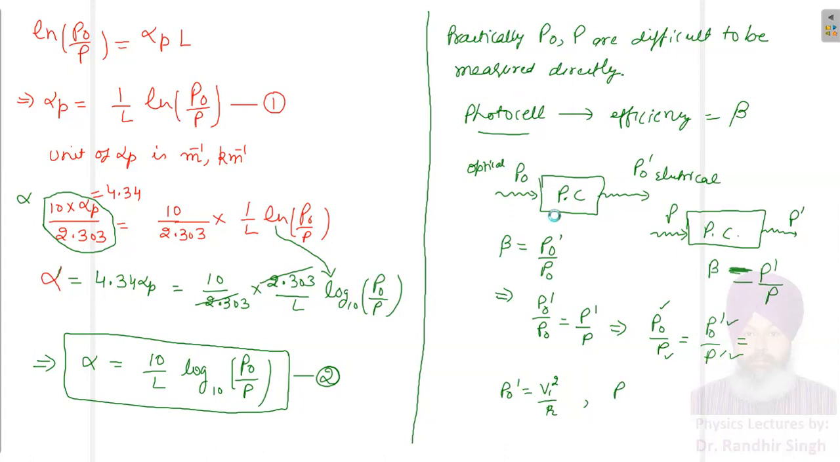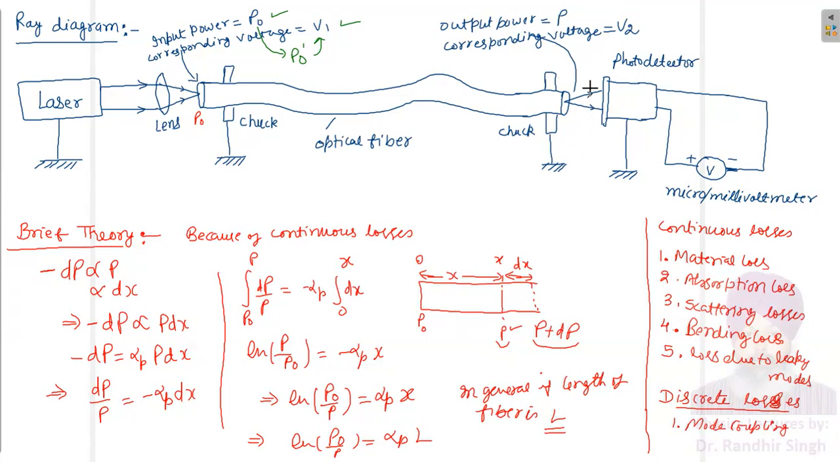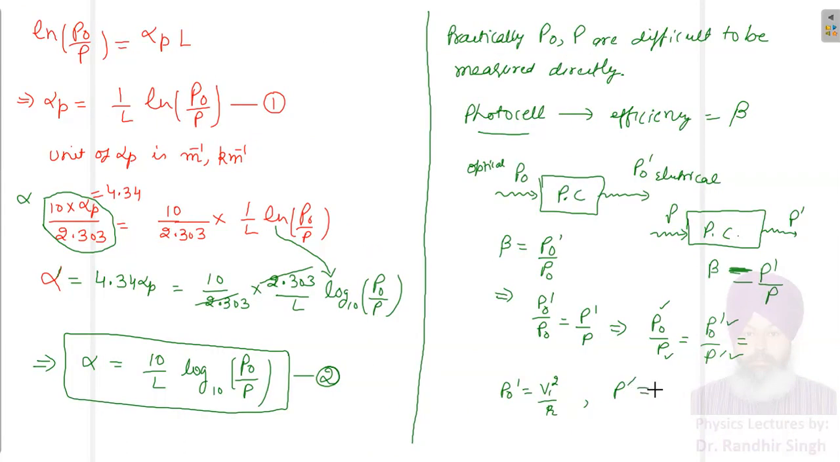Since we have used the same photocell with the same circuitry at the output, therefore P dash, if you see this diagram, the output power is P, that was optical power, and the corresponding electrical power was P dash, and from P dash the voltage generated is V2. So this V2 will be related to P dash according to the following relation: P dash will be equal to V2 square upon R, and we can therefore put these values here.